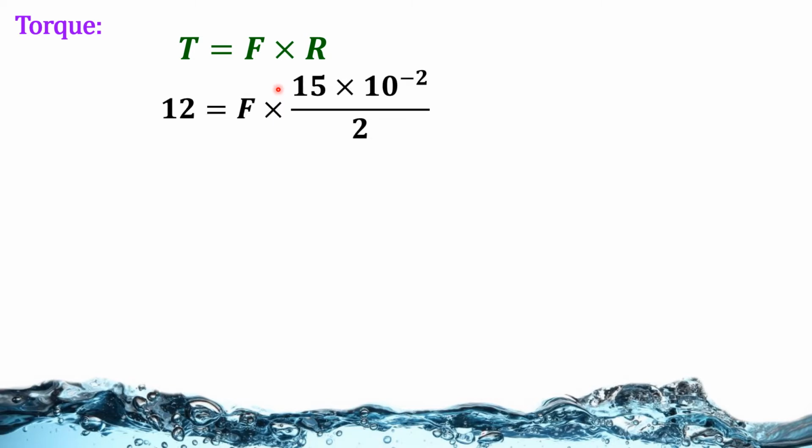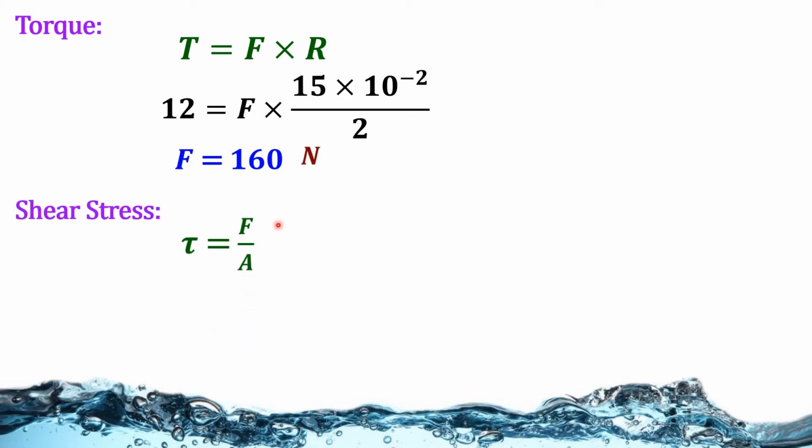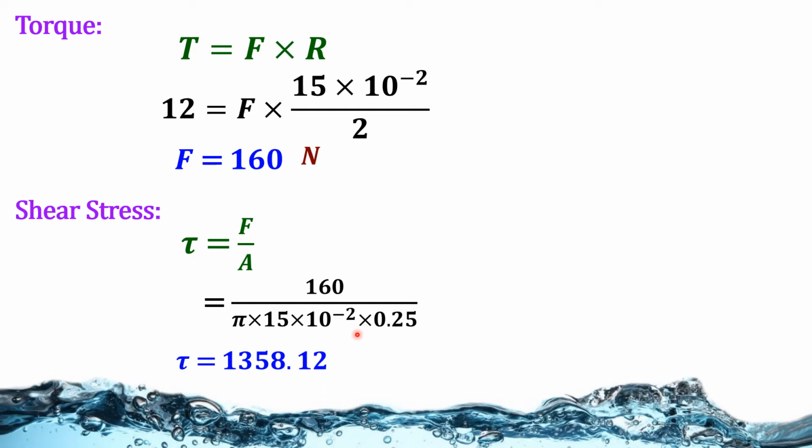Next, we are going to calculate the force F, where torque T is equal to F into R. Torque T is given in the problem and the radius of the shaft is given in the problem. Substituting the torque value and the radius, we get F is equal to 160 Newton. Next, we are going to calculate the shear stress, where tau is equal to F by A. Substituting the F value and area A as pi dl, we get tau is equal to 1358.12 Newton per meter square.